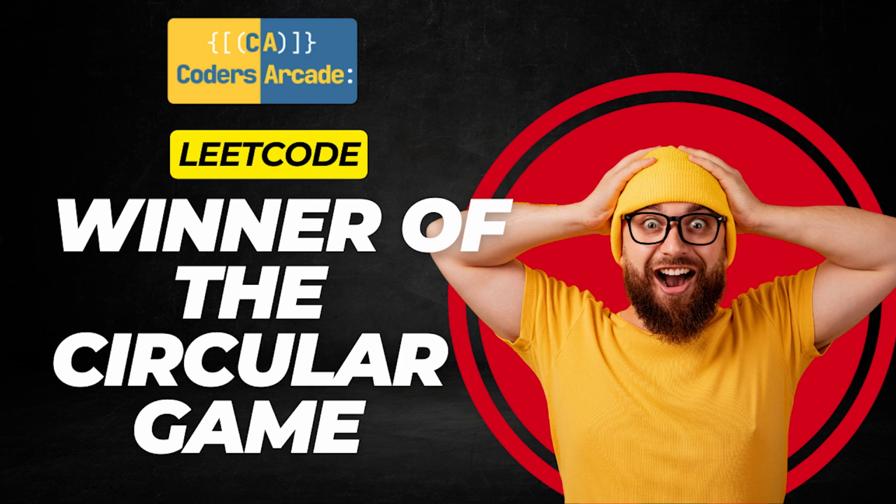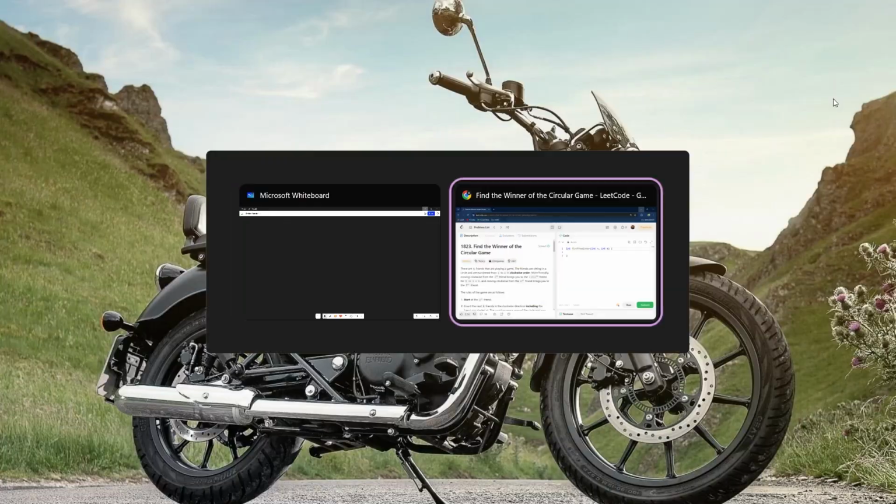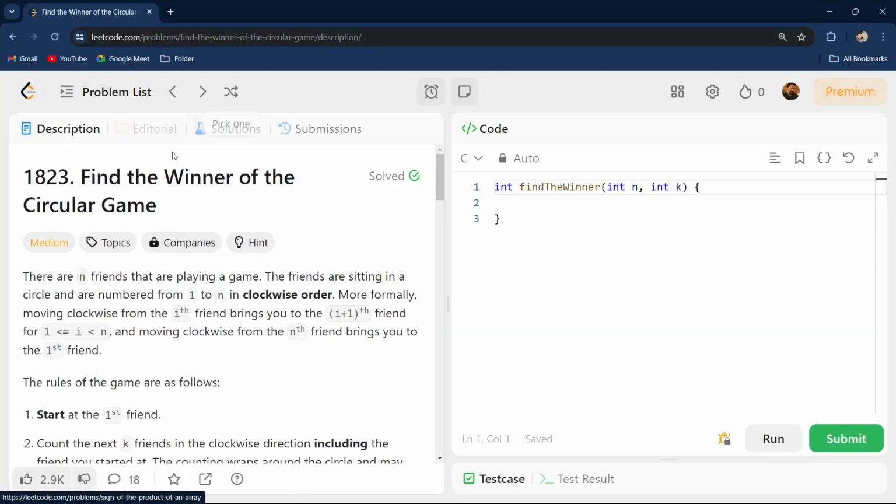Okay, so as I said, today's topic is a LeetCode question, and let me just show you that question here. You can see here the question is find the winner of the circular game. Guys, I will give you the link in the description and also in the I button. You can go and have a look at that. So it has been asked in lots of interviews, and it is an application of recursion actually.